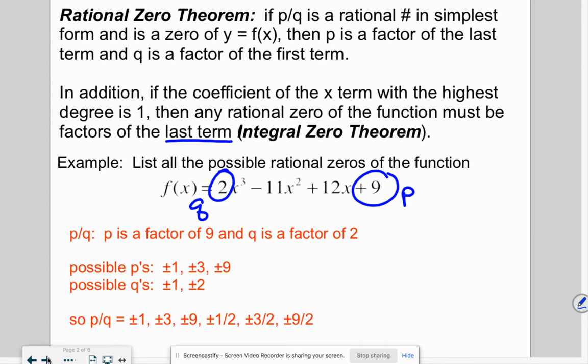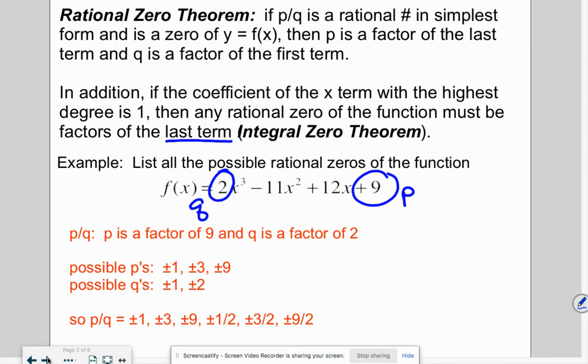So p over q. P is a factor of 9, and q is factors of 2. So all the possible p's are, and it's positive and negative factors, plus and minus 1 is a factor of 9, plus and minus 3, and plus and minus 9. And then all of the factors of q, which is 2, plus and minus 1, and plus and minus 2. So that's the first thing you do, is just list out all of the factors of the constant p and all of the factors of the constant q, and then we write those as ratios of p over q.